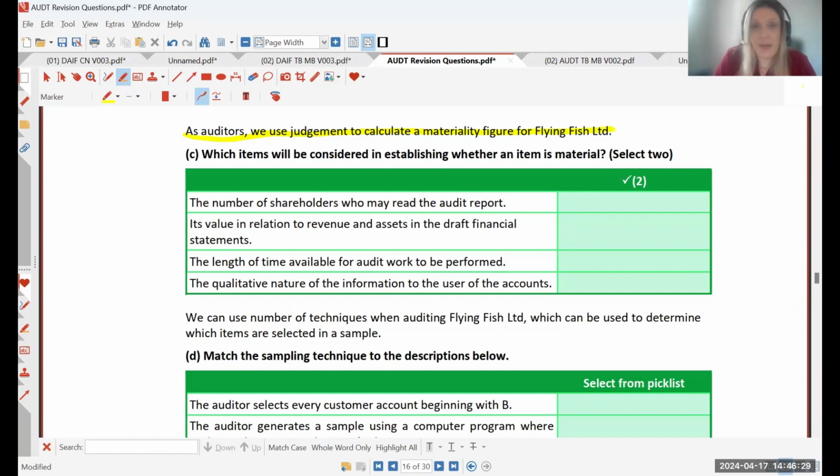If an investor was trying to make a decision on whether to invest more money into Flying Fish and a particular transaction was missing from their accounts, would entering that transaction affect the decision that shareholder makes on whether to invest money? And that's what we're thinking of with materiality. So let's say corner shop down the road, turnover of £300,000 a year.